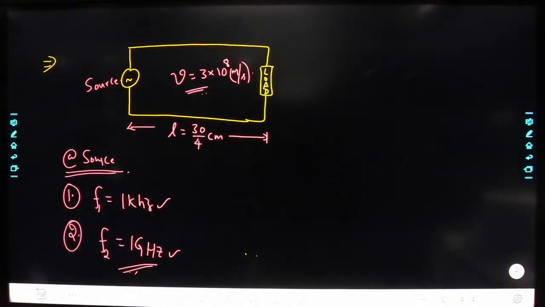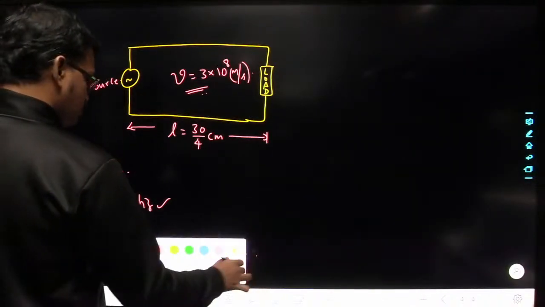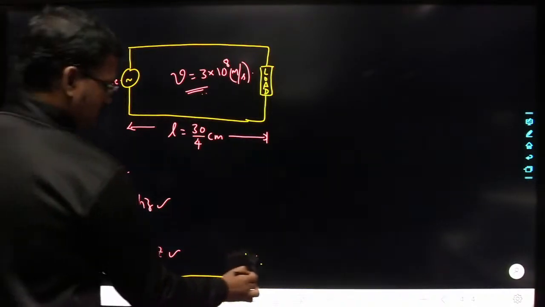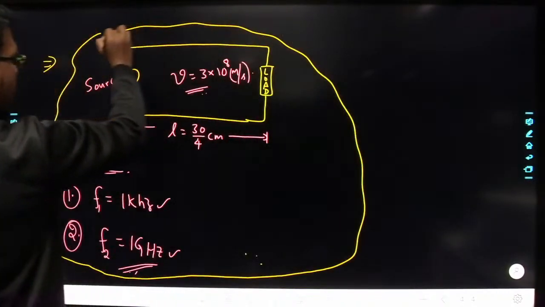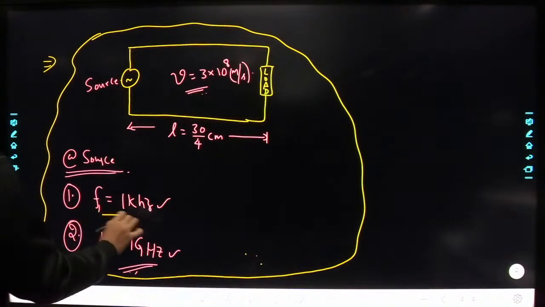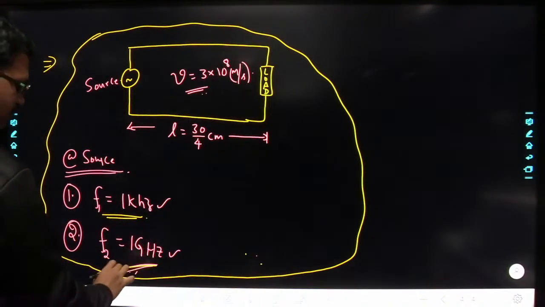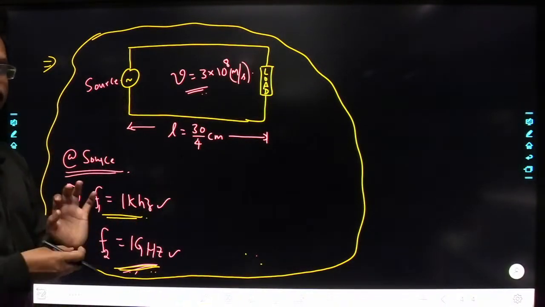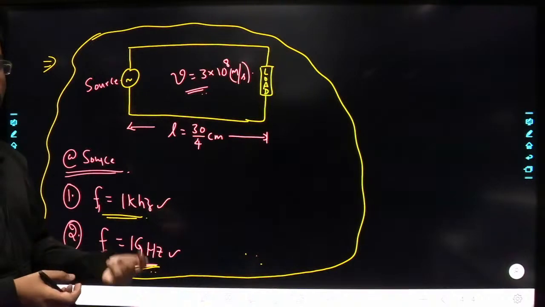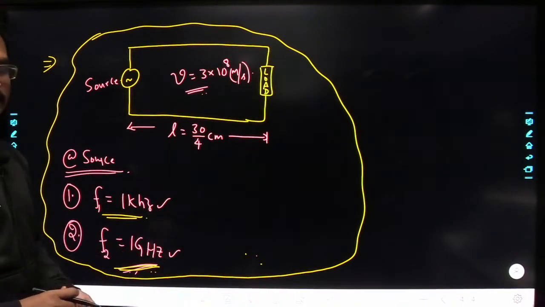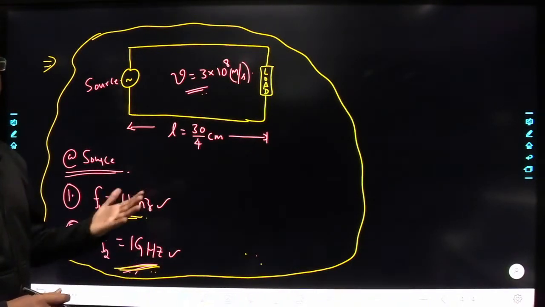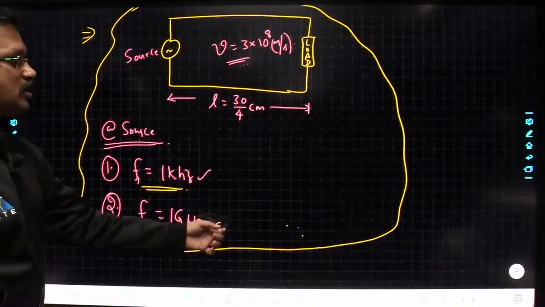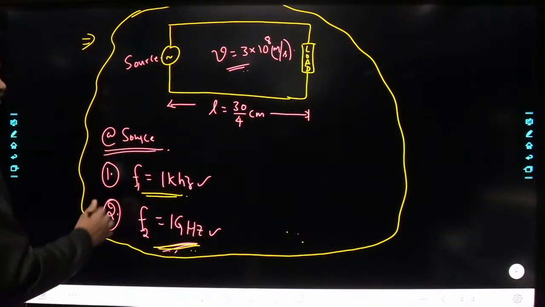So f1 is equal to 1 kilohertz, and f2 is equal to 1 gigahertz. You just check when you can neglect transit time effects and when we have to include them. That means when the transit time effects become significant and when they can be ignored. That is what you have to check from these two cases.